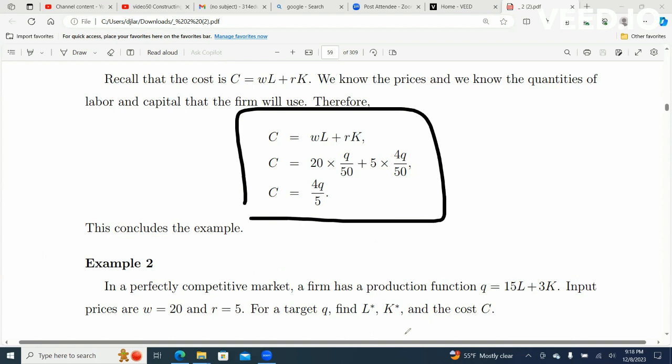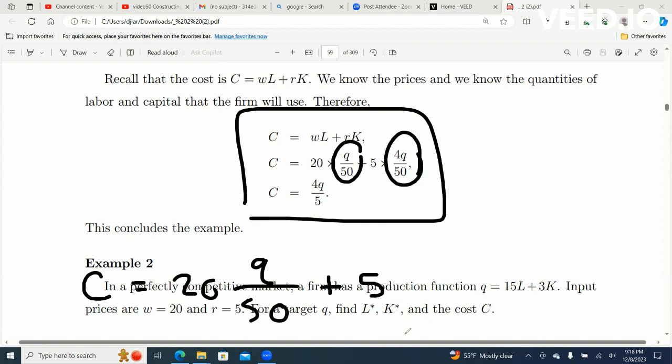We can do it, but we got C. We know that labor is 20. The L that we just got, I just end up writing exactly what they have. Plus R is 5. I guess it's better to write it as 4Q over 50. That way we have the common denominator.